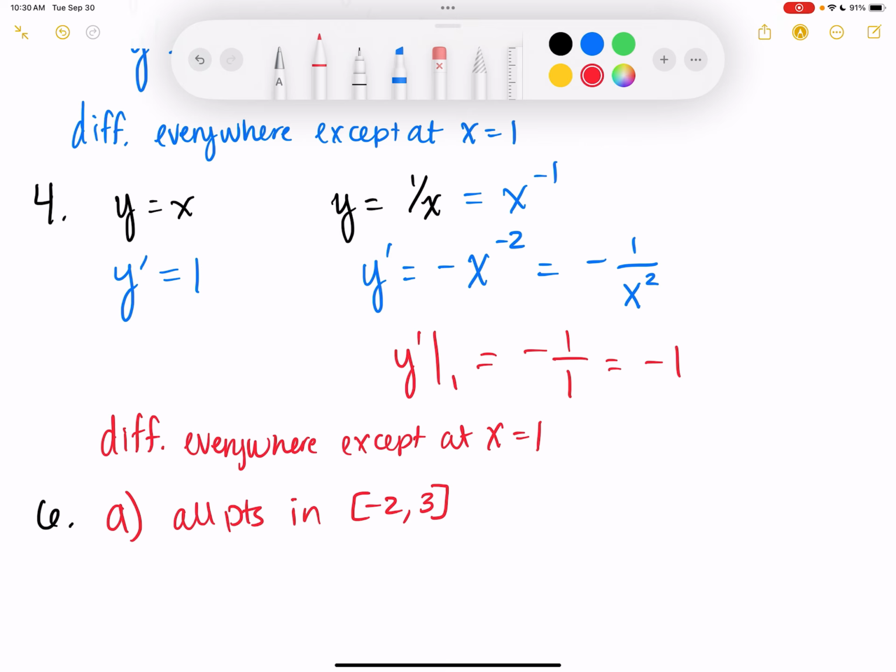Part B, continuous but not differentiable. That could be where the function keeps going, however, it has one of those corners, cusps, or something like that. We don't have that situation in this one, so this one would be none for this part. And then part C, neither continuous nor differentiable. Well, there's nowhere that that's happening because we've said it's differentiable everywhere, and it's obviously continuous along the whole thing. So there's nowhere that that's happening in this one either.